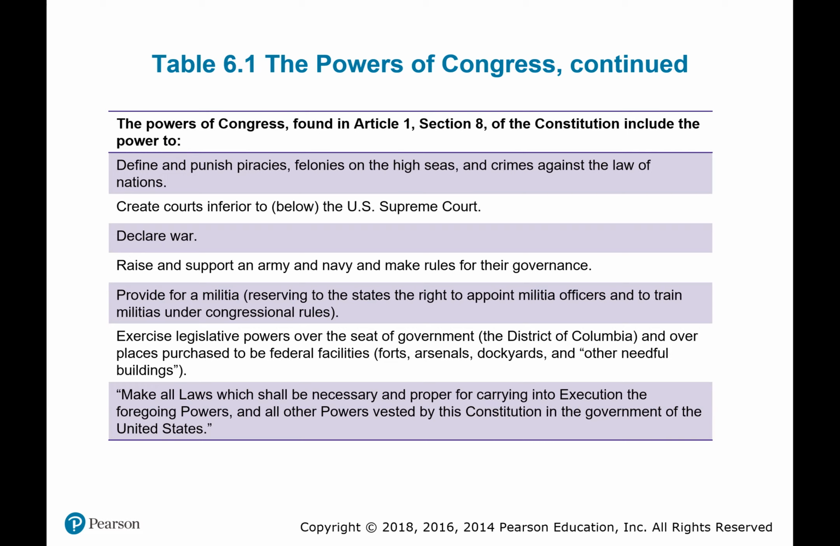This is the necessary and proper clause, which opens up a very wide spectrum of laws that can take place in order to not only support enumerated laws, but implied.